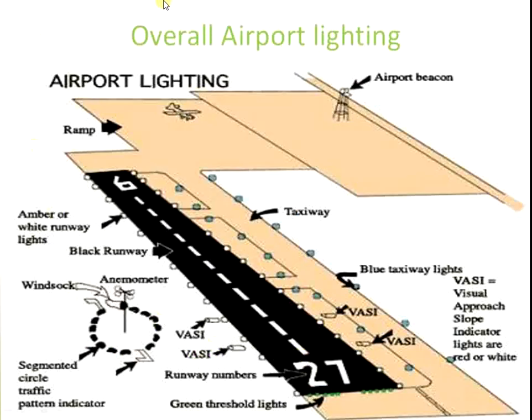Next, we see the overall airport lighting. The first element is the airport beacon, white and green in the airport. Then the ramp, and the amber lights on the white runway lights. Next is the VASI. We have to install this VASI.